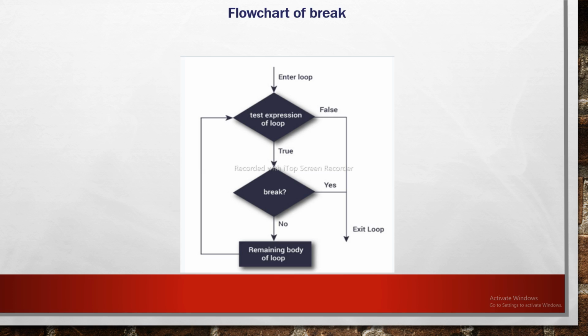Thank you so much. And this is the flowchart for how break happens. If the expression in the loop is tested and it is true, it will break. That means you don't want to continue, you just want to go out of that loop itself when you enter it. If yes, exit the loop. If no, if you want to continue, then the remaining body of the loop runs, and again it tests the condition, and if it is false, it exits the loop. So in two ways you are checking the break statement.